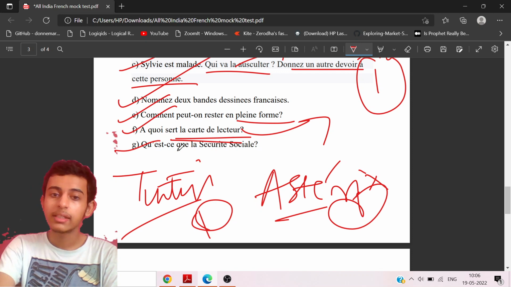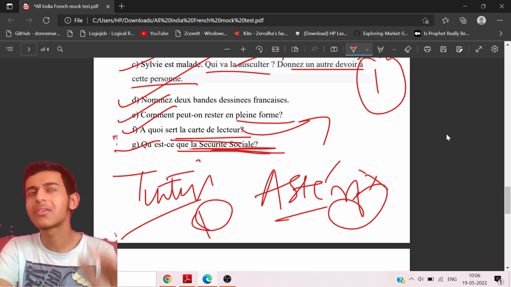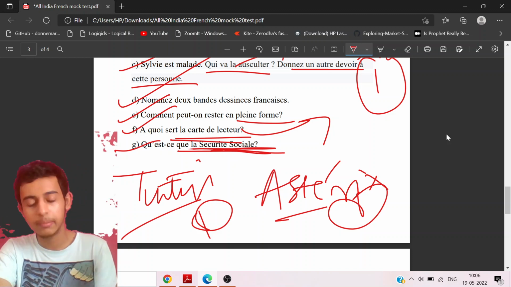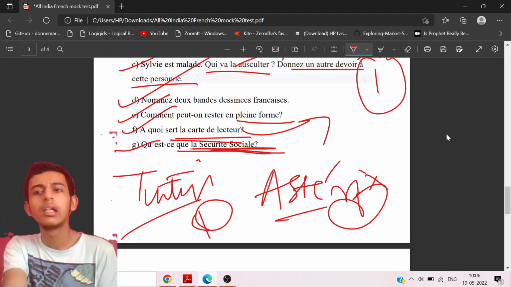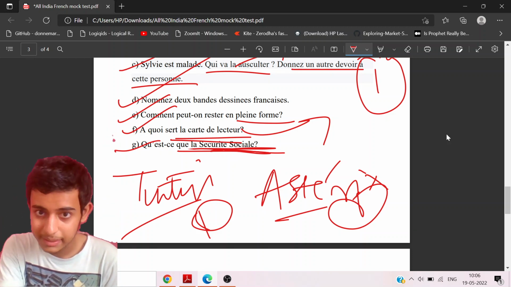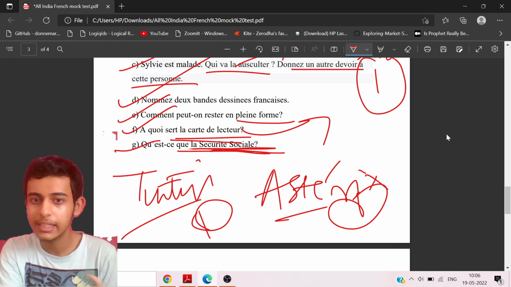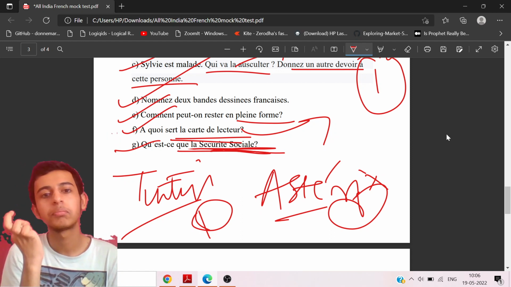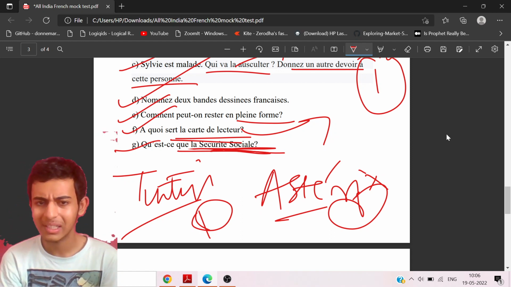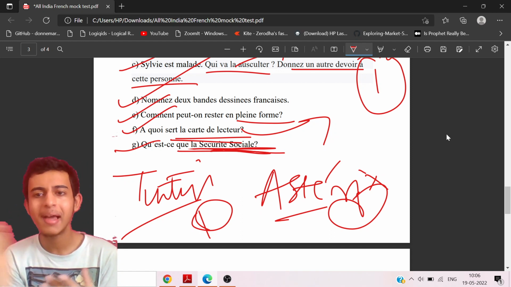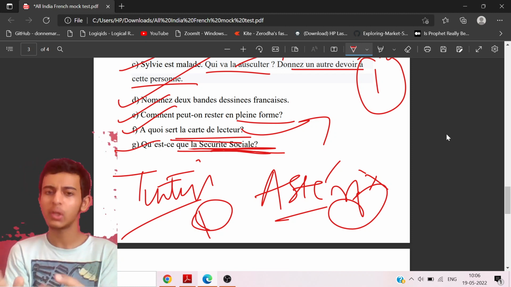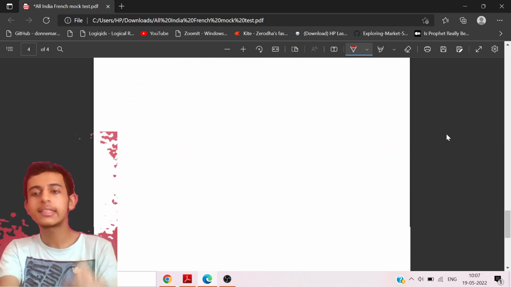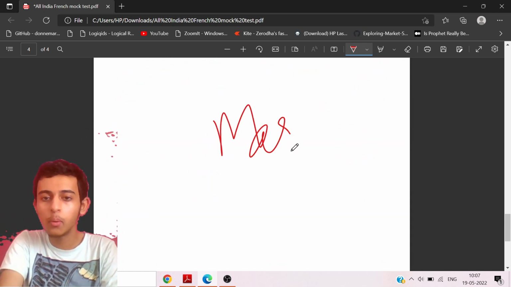Qu'est-ce que la sécurité sociale? So you have to talk about la sécurité sociale est une organisation officielle visant à assurer la sécurité matérielle des travailleurs et de leur famille. Okay, you have to talk about that due to accident de travail, maladie, sickness and all that, for ensuring their material security. Clear? So we've discussed it and our marathon is over.